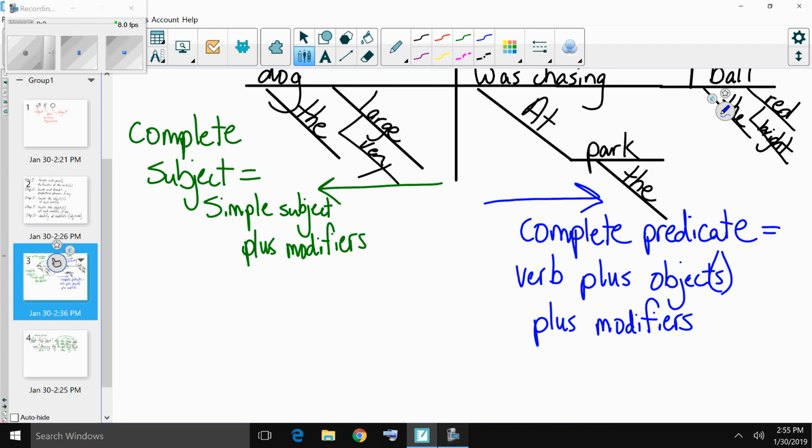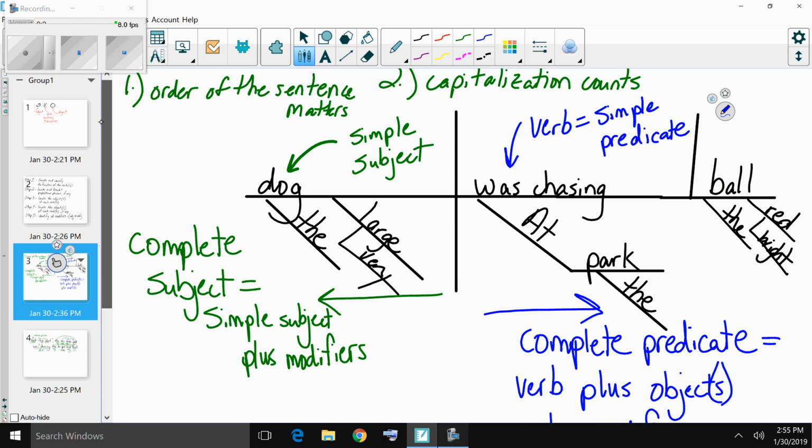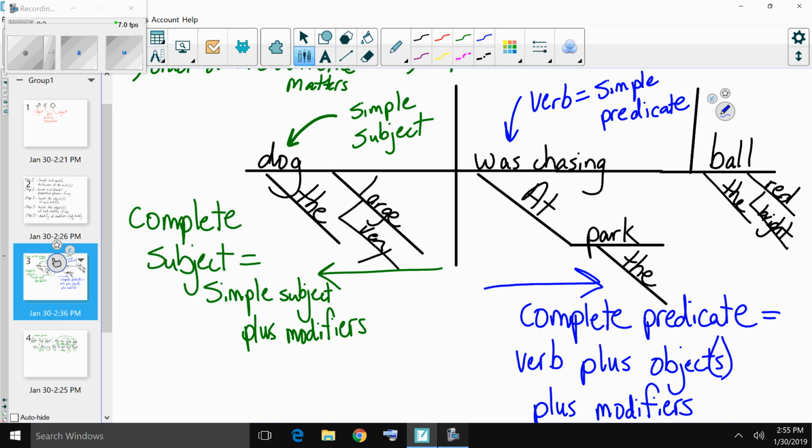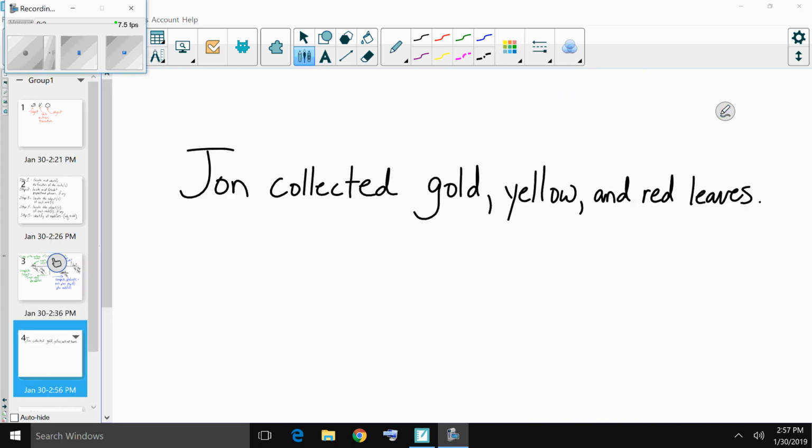Okay, I'm recording. The sentence reads, John collected gold, yellow, and red leaves. All right, we need to pull it apart to its pieces. We need to dissect it. What's step one?